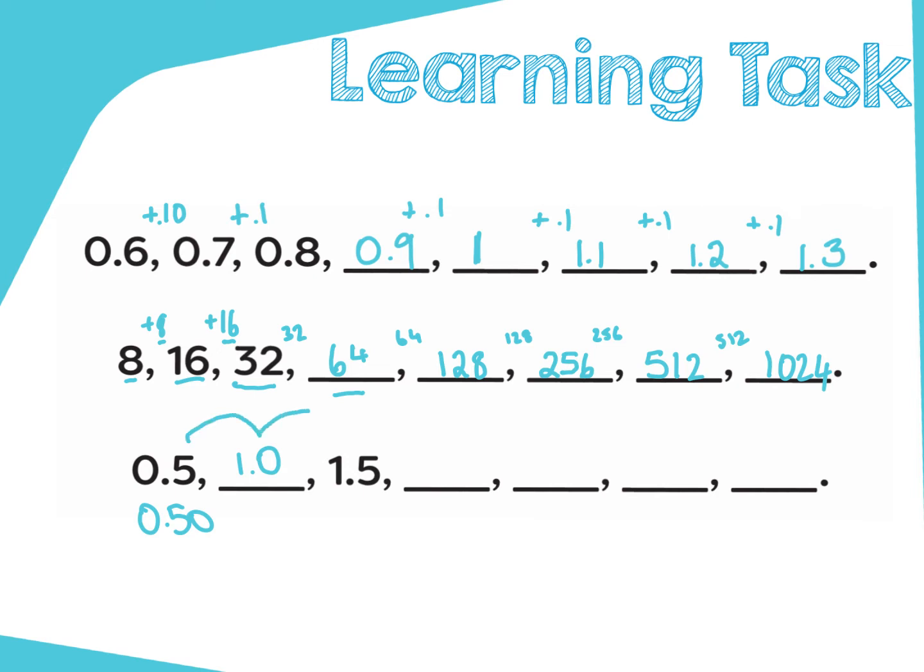$1, $1.50. And I'm going to keep adding 0.5 or 50 cents. Then I'm going to go to $2. Then if I add another 0.50, it is 2.5 or $2.50. Then I add another 0.5 to that. It is now 3.0 or $3. And then the last 0.5 is 3.5 or $3.50. Okay? All right. On to the next one.